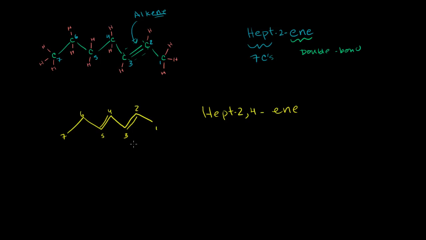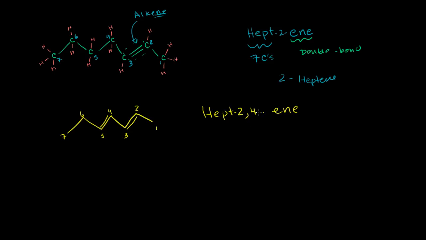Now, sometimes this is the, I guess, proper naming, but just so you're familiar with it if you ever see it, sometimes someone would write hept-2-ene as 2-heptene, probably because it's easier to say. 2-heptene. And from this, you would be able to draw this thing over here. So it's giving you the same amount of information. And similarly, over here, they might say 2,4-heptene. But this is the correct way to write it.